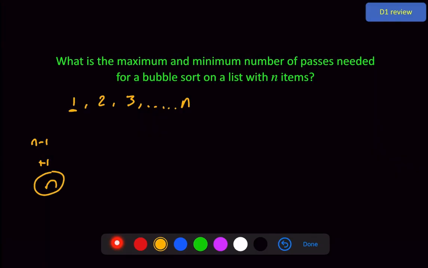For the minimum number of passes needed, this is a situation where the list is already in the order wanted. So if we want to sort this into ascending order, we need just one pass, and we do need that pass. And in that pass you would find that there were no swaps. No swaps would mean that the sort was finished. So you would have just one. That's the minimum number of passes needed.